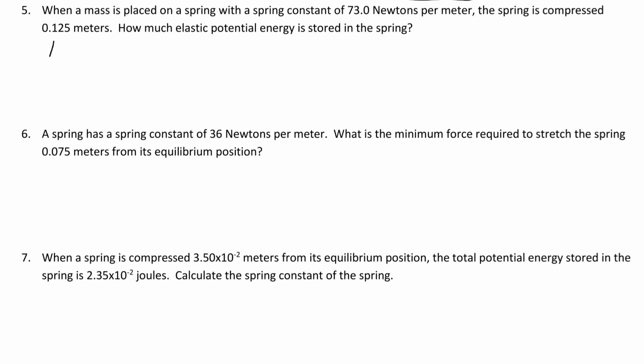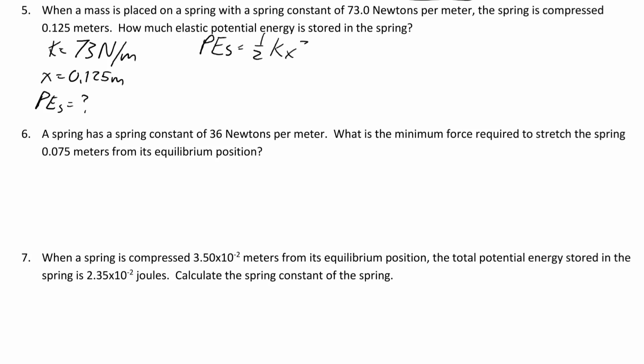So now they're telling you K is equal to 73 newtons per meter. They're telling you X is 0.125 meters. We didn't have to find the difference in two distances like the previous problem. And we want to know what the potential energy stored in the spring is. What is the elastic potential energy? Again, I keep saying the potential energy stored in the spring. That's a little redundant. Anyway, we got PES is equal to 1/2 KX squared.